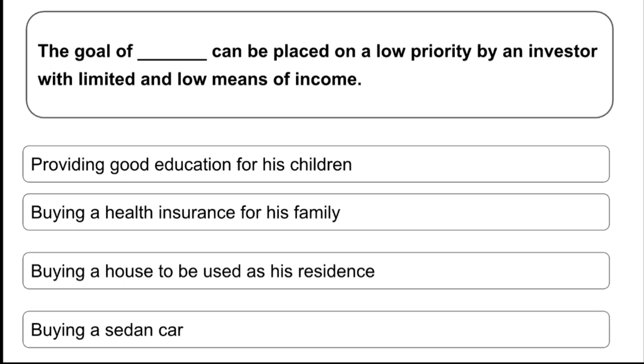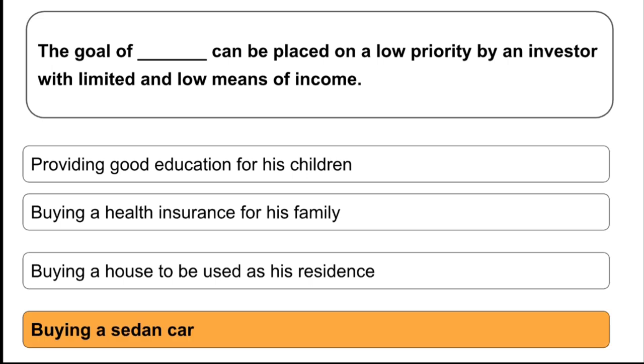The goal of dash can be placed on a low priority by an investor with limited and low means of income. Options are: A providing good education for his children, B buying a health insurance for his family, C buying a house to be used for his residence, D buying a sedan car. And the correct answer is D, buying a sedan car.